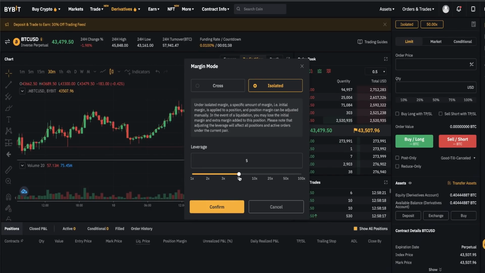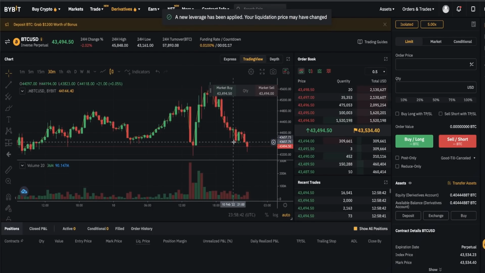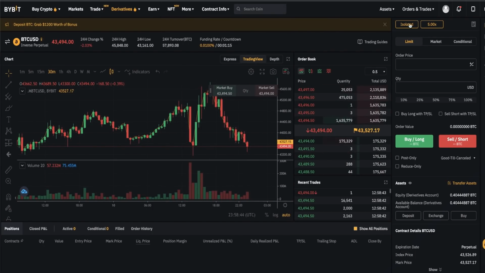Using leverage at these lower levels, 2x, 3x, maybe 5x, is a way to help amplify the gains, catching that trend, and to help make more by trading. But if you take on too much risk, you just end up losing. So we're going to put it on 5x here. Go ahead and click on confirm. A new leverage has been applied. So you can see we're doing an isolated margin on 5x leverage.